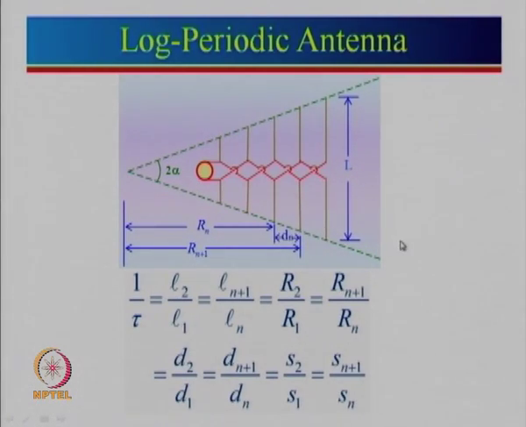Also, log periodic antennas can give us a directional beam with a gain which may vary from 7 to about 10 dB or so, but in general, practically we do not design a log periodic antenna for very high gain. So, about 8 to 10 dB is generally the limit for a log periodic antenna.